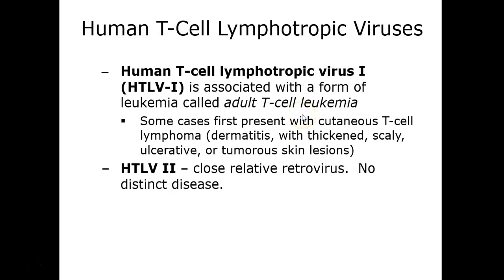So we mentioned we have HTLV1, that human T-cell lymphotrophic virus, which causes the adult T-cell leukemia. And there's also HTLV2, which is a close relative. There's really no distinct disease noted at this time for HTLV2. So HTLV1 is the one that we commonly refer to.